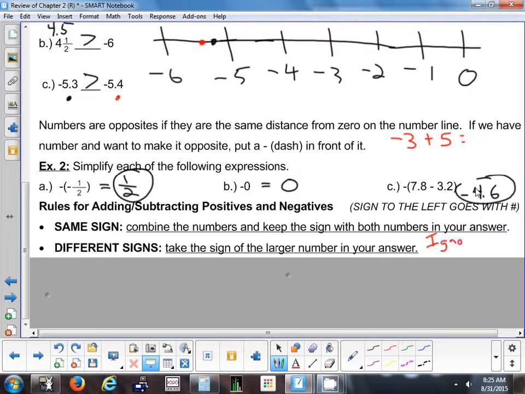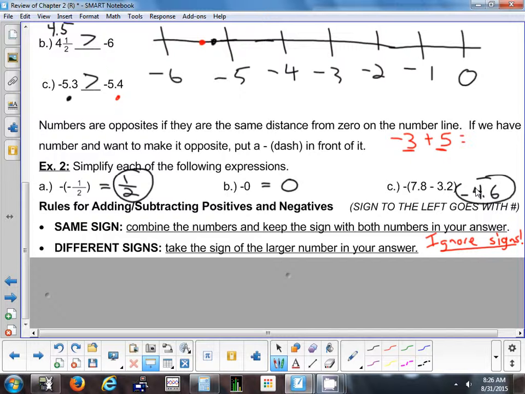Ignore signs. So we do that first step, just ignore the signs. Like Victor just said, 5. We're not looking at negative 3 or negative 5, positive 5. Ignore that. Just the number itself. 5 is bigger than 3. So the rule says, Victor, take the sign of the larger number in your answer. Is my answer going to be positive or negative? Do I have to put the positive sign? No. I could, but I don't have to.